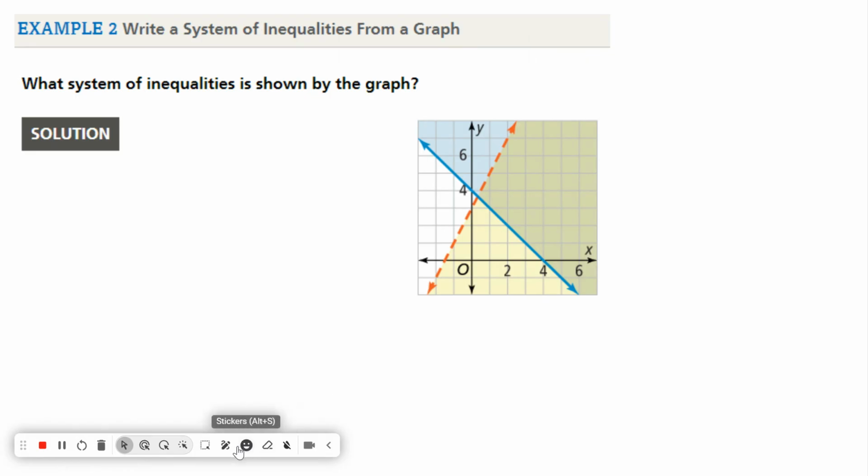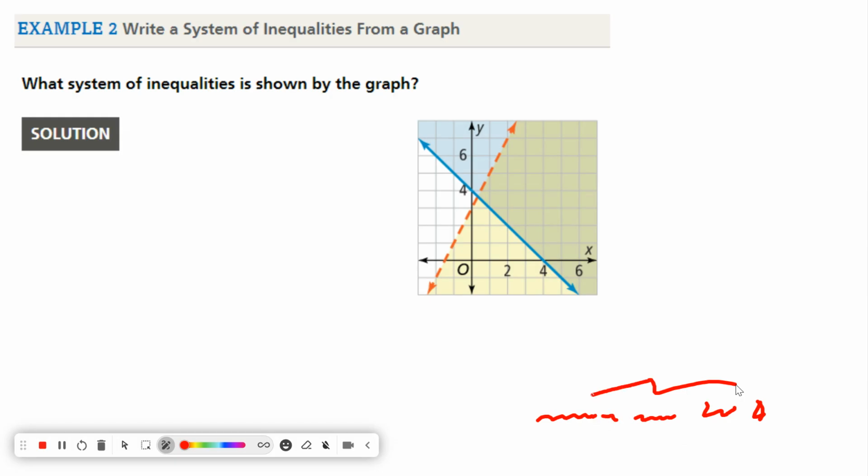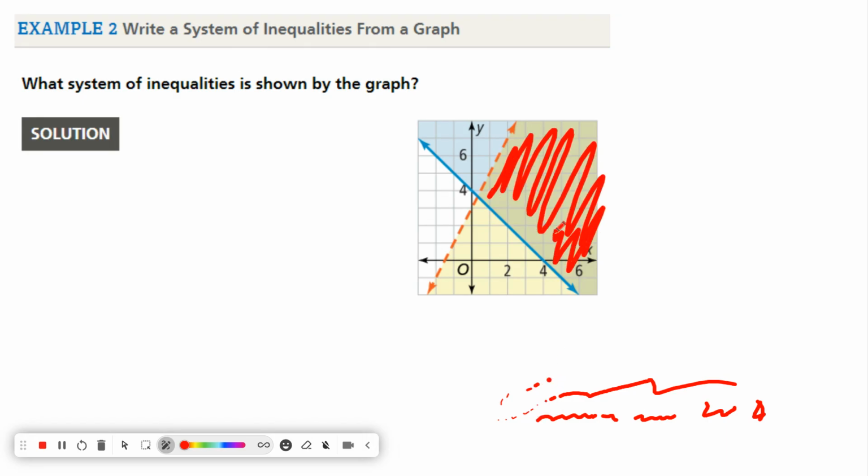So the one thing that might be hard on your paper because it's in grayscale is to know what the overlapping region is, right? So let me get the proper weight of my pen. Oh, there we go. Okay, so this right here, this space, that is the overlapping region, right? So we're trying to find the solution space, the proper inequalities for there.